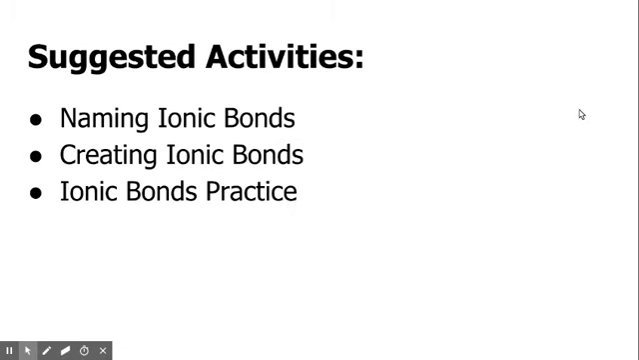So some suggested activities are naming ionic bonds, creating ionic bonds, and ionic bonds practice. All of these are very important. So naming gets into how you name them. Creating, this is something you didn't have to do for covalent. So this is something new for ionic and definitely a lot harder than covalent bonds are. And then ionic bonds practice is putting everything together.